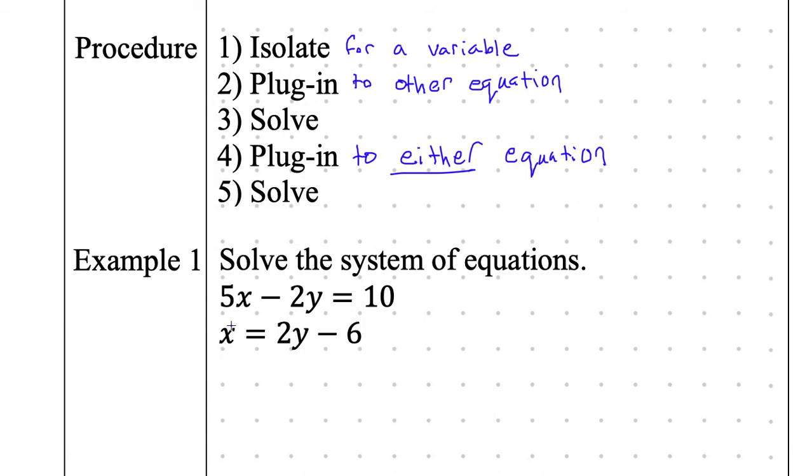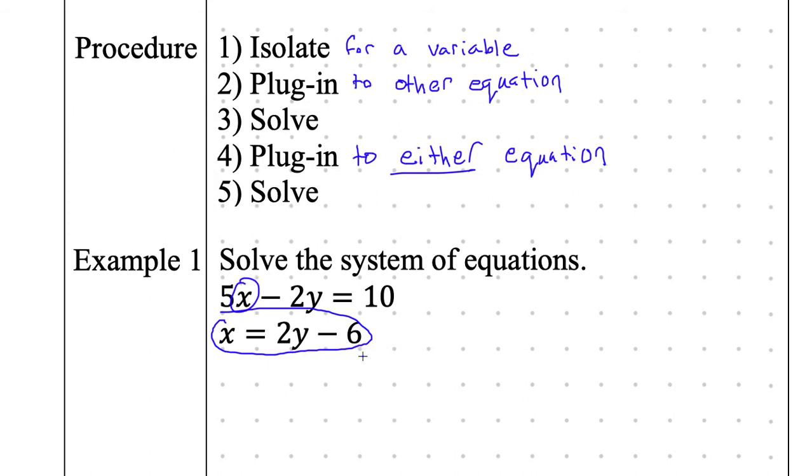So we've done step 1. Well, it's been done for us. And now we're going to do step 2. We're going to plug in this x into this x. This 5x, this x right here is no longer x. This x turns into 2y minus 6.